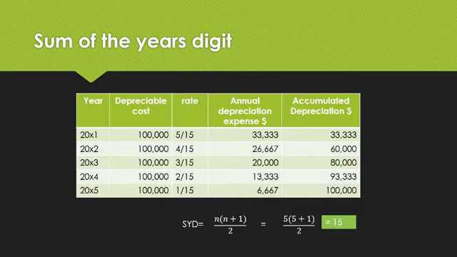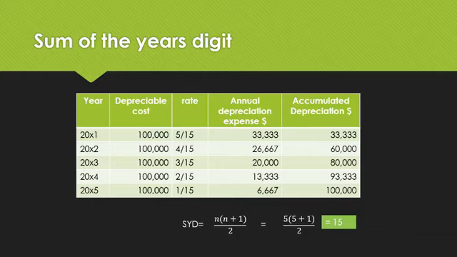Alright, so the last one, sum of the year's digit. You have to determine the denominator here. For sum of the year's digit, we can see the formula there: open parenthesis n plus 1 close parenthesis divided by 2. Calculating that, you will have 15. That will be the denominator. Your numerator will be the number of years the PPE is still useful. So in 20x1 that will be 5 years, 20x2 that will be 4 years, 20x3 3 years, 20x4 2 years, and then 20x5 1 year.